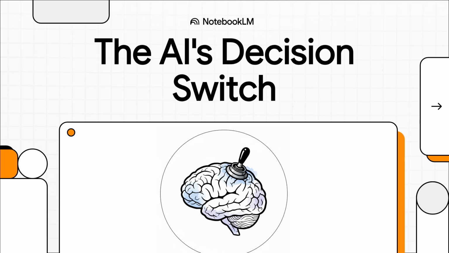Hey everyone, and welcome. Today we are pulling back the curtain on something that's at the very heart of so many AI systems. We're going to find that one simple, elegant yes or no switch that lets AI make these massive decisions, from something tiny to something that could literally save a life.